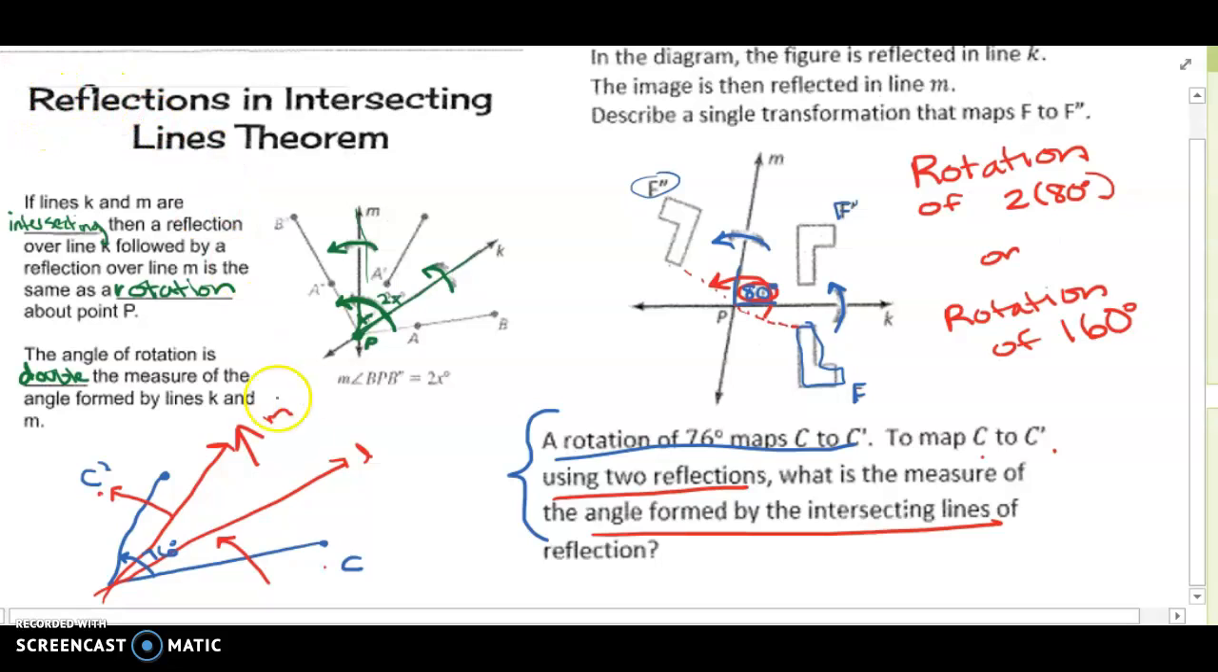Okay, so we're going to reflect C over line L to be here, and then we're going to reflect this over line M to get here. We want to know what is this angle measure right here. Well, kind of like we did up here, the angle between the 2 lines is half the measure of this whole thing, or the measure of this whole thing is double the measure between the lines. Well, we know the measure of the whole thing is 76, so we want half that, which is 38 degrees. So it would be a rotation of 38 degrees.